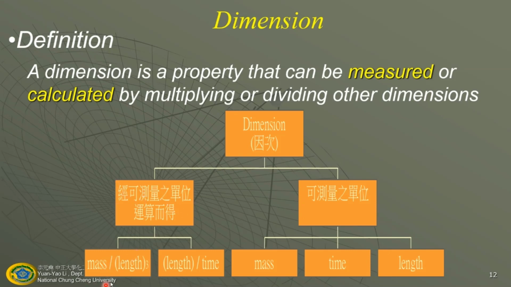And the other type is that it can be calculated. Once you have mass divided by cubic length, what is this? Density, right? So density is a kind of dimension. How about length divided by time? That is speed, or you can call it velocity. So speed or velocity is a type of dimension. This is called dimension.